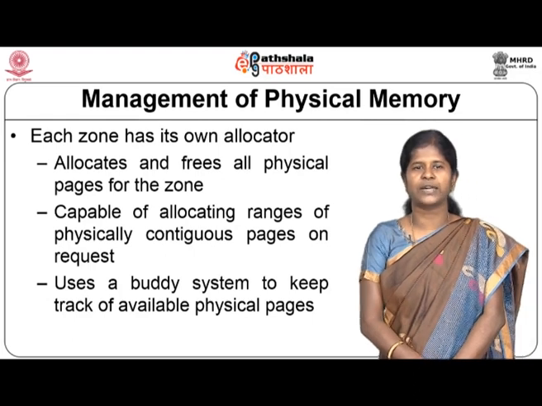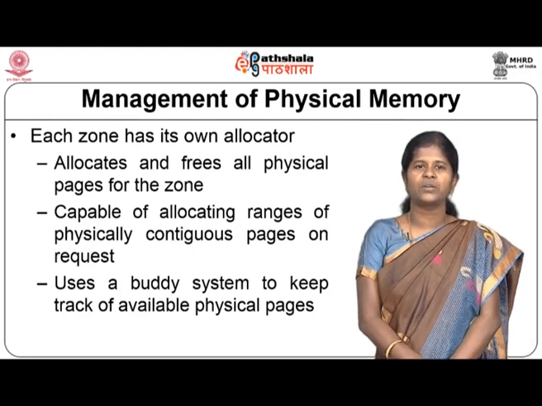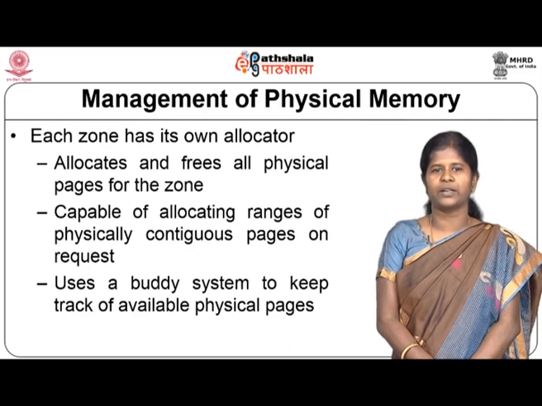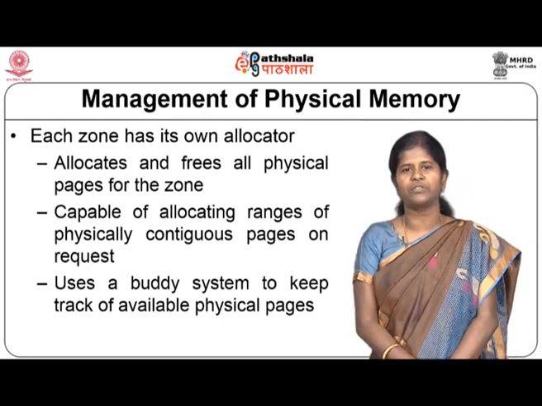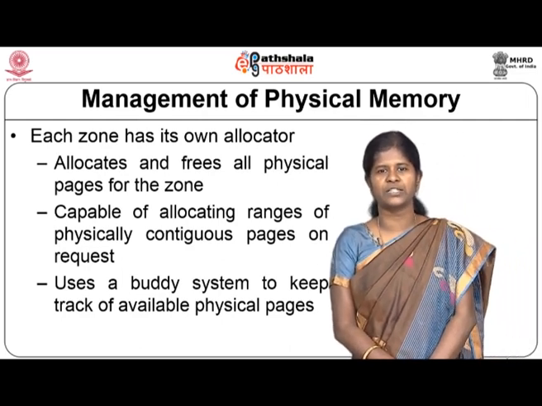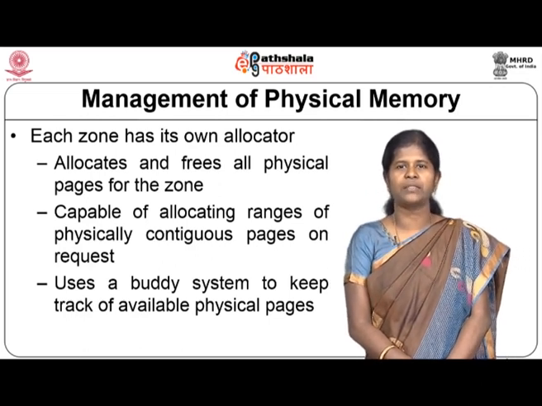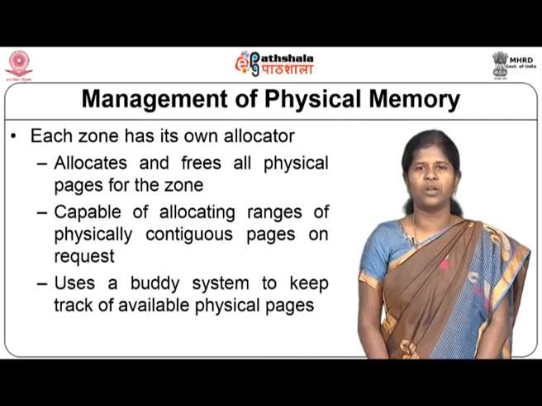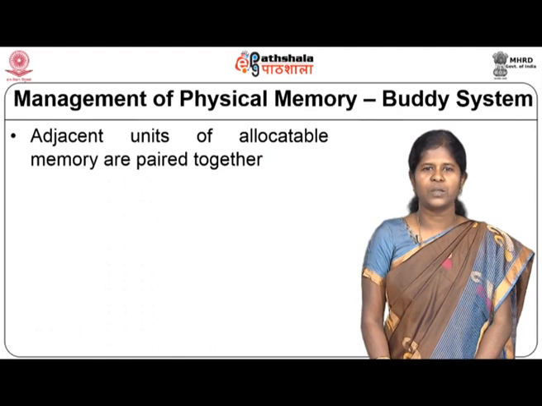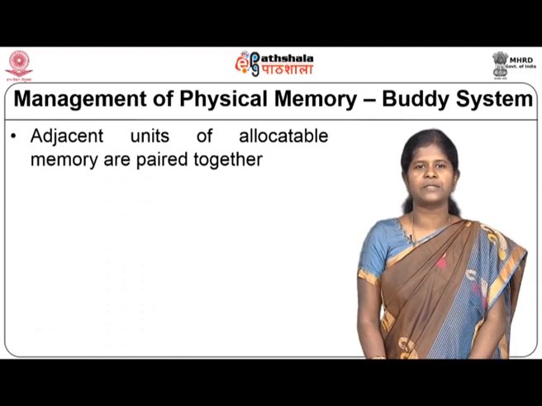So, what does the page allocator do? It will allocate and free the physical pages for that particular zone. It is capable of allocating ranges of physically contiguous pages when there is a request, and this uses a method called the buddy system to keep track of the available or free physical pages. We will now see what this buddy system is.